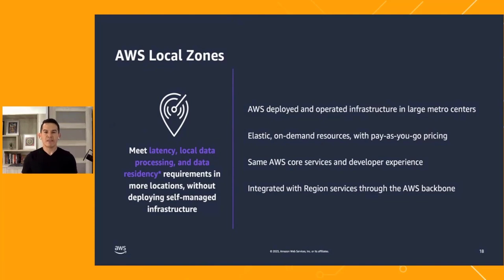AWS local zones are a type of AWS infrastructure deployment that places compute, storage, databases, and other select services closer to large populations, industries, and IT centers, enabling you to deliver applications that require single-digit millisecond latency to end users. AWS deploys and operates local zones in large metro centers. Customers can consume compute and storage services in on-demand models. We offer the same AWS core services as we have in regions, exposing the same APIs and management tools to keep a consistent experience across AWS global infrastructure. Finally, local zones are integrated with region services through a high bandwidth and reliable AWS backbone, allowing customers to create hybrid architectures from the edge to AWS regions.